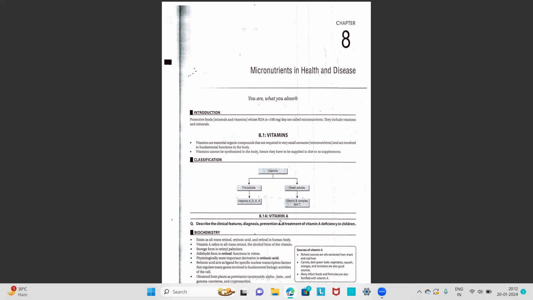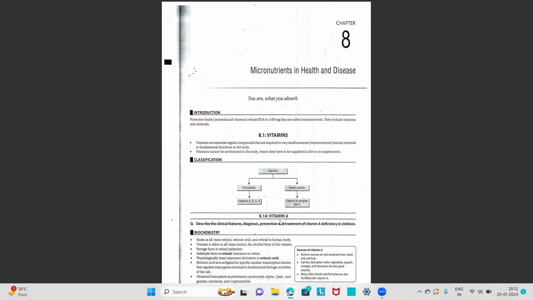A lot of the essay questions or short essay questions are asked based on vitamin A and vitamin A deficiency disorder. The WHO classification of vitamin A deficiency is also asked, and also hypervitaminosis A. The clinical features are also asked in the university exam.